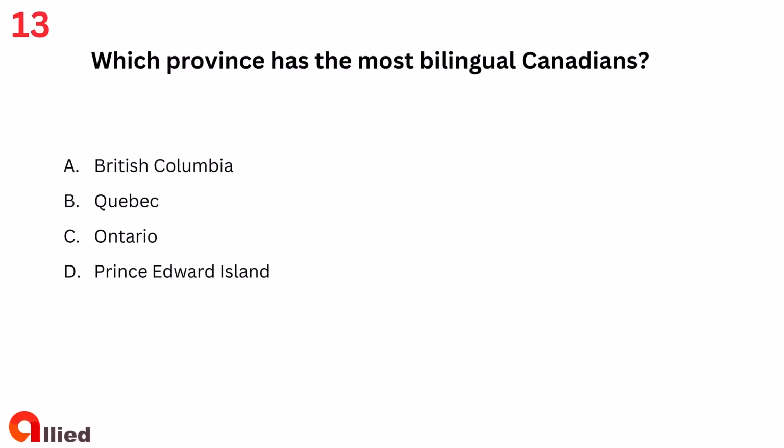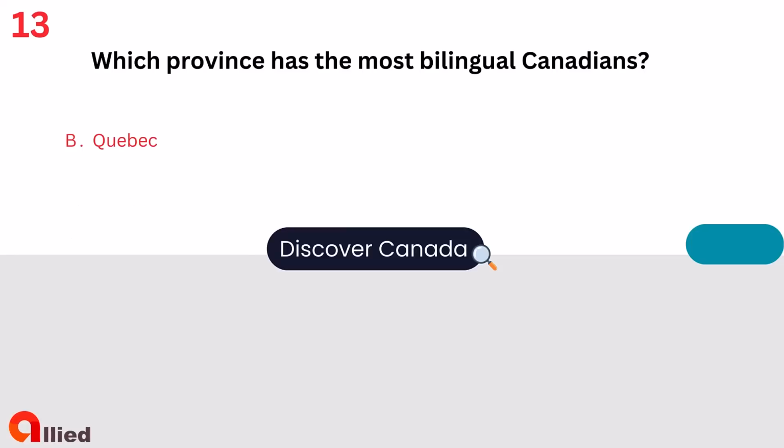Question 13. Which province has the most bilingual Canadians? A. British Columbia. B. Quebec. C. Ontario. D. Prince Edward Island. The answer is B. Quebec.